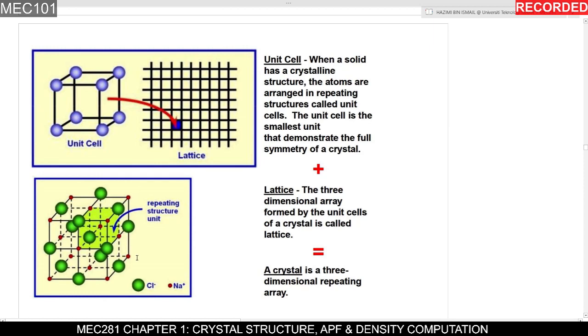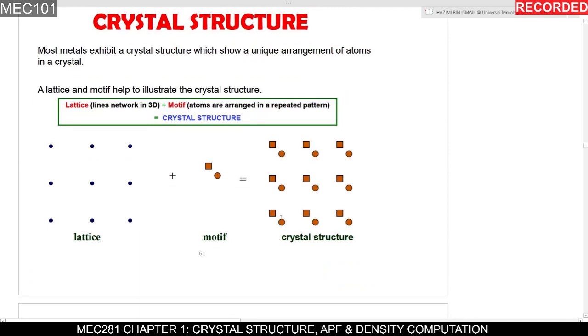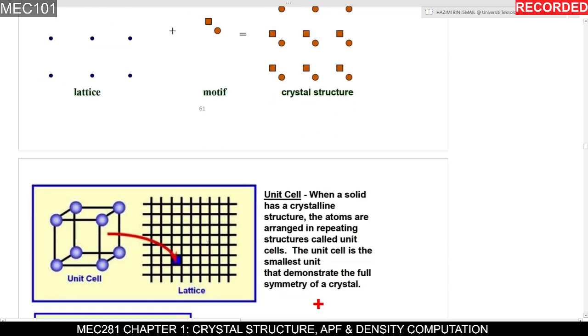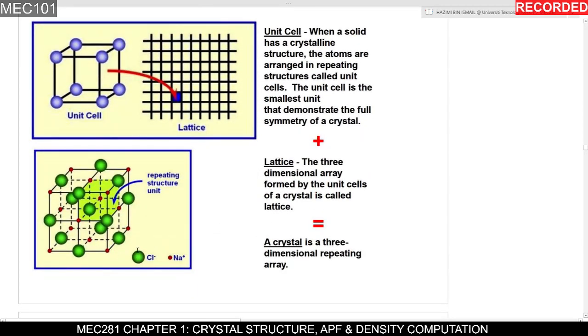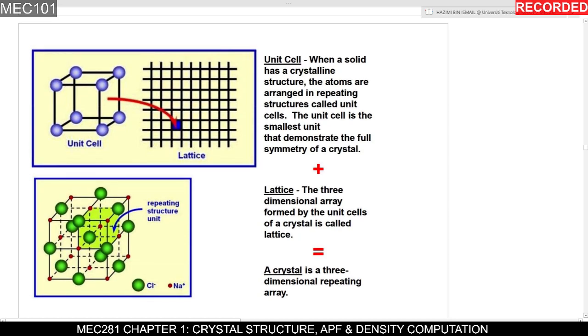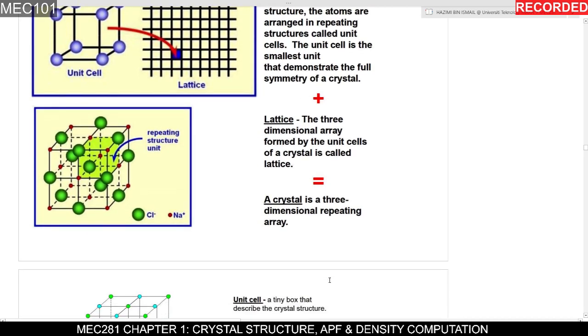So this one, between the 3D here, is the lattice. Okay, and then the motif is atoms arranged in a repeated pattern. So this is the general formation structure, where we have the unit cell here plus the lattice, and then we will have a crystal, a three-dimensional or 3D repeating array. Okay, so that's what we call a crystal.